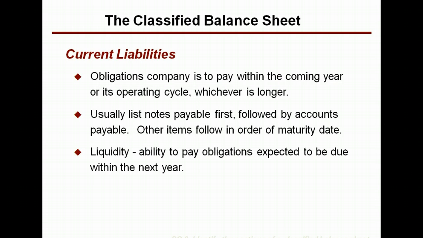Those are obligations that a company has to pay within a year or operating cycle, whichever is longer. Another way to say that would be obligations that must be paid out of current assets. Your author likes to list notes first and then follow by accounts payable and then list other things in the order of their maturity date. This section is usually listed in the order of its maturity date.